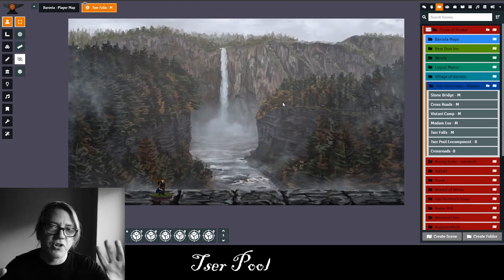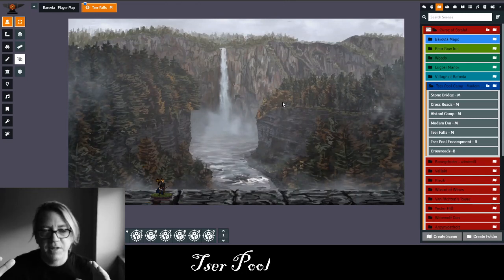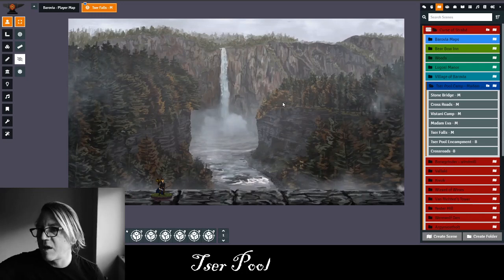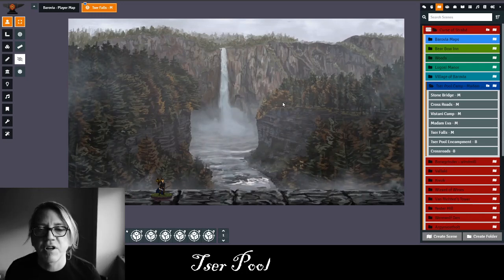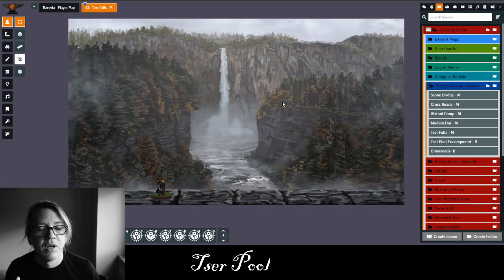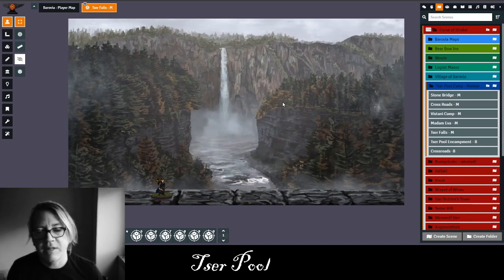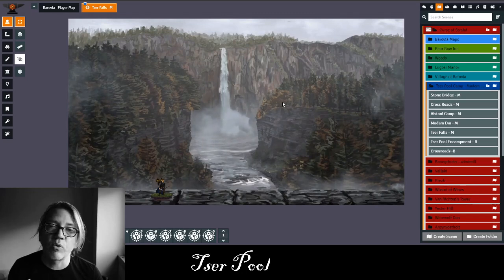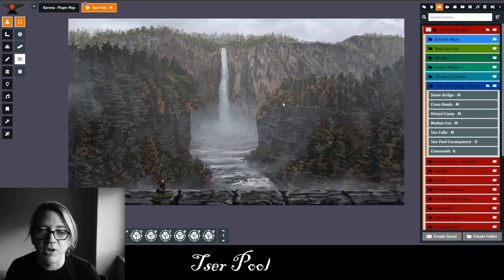So this is another really good scene because it kind of ends the area. You're right. They went over a bridge. They entered the Tser Pool area, had their encounter with the Vistani, had the encounter at the Crossroads, and now they're leaving. And this scene is a scene where they can do a short rest. You could have another encounter on the bridge.